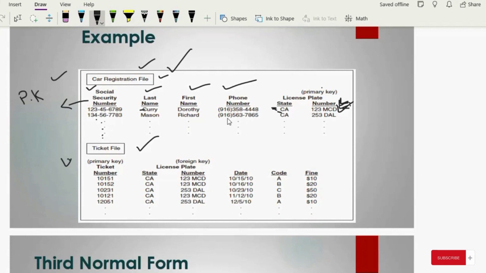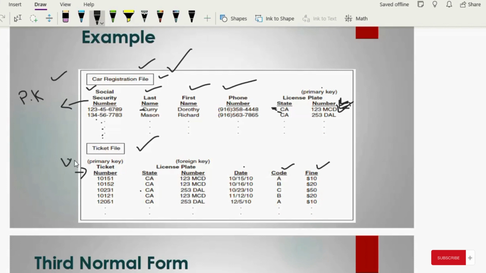Let's go towards the ticket file. In the ticket file, I have all the tickets issued to the students, against which number plates they are being issued, what date it was issued, what is the code, and how much was the fine against that code. Now students, if you see here, ticket number, I cannot give the same ticket to two students or to two cars, right? One ticket will be issued to only one car.